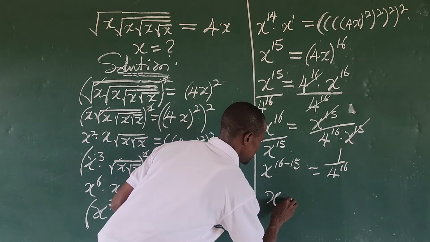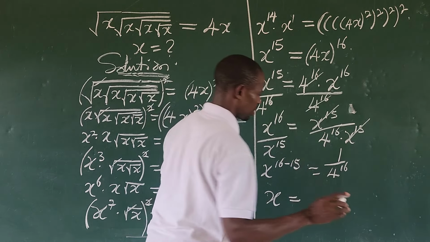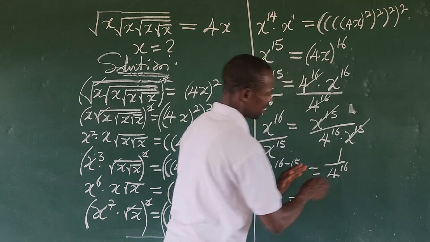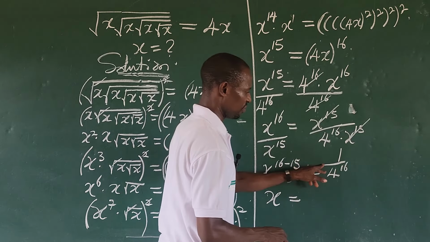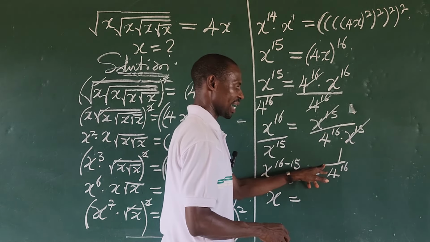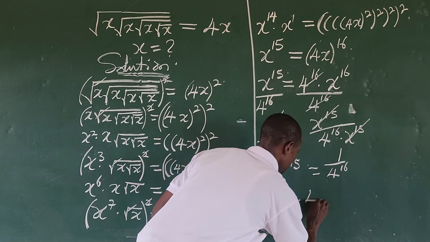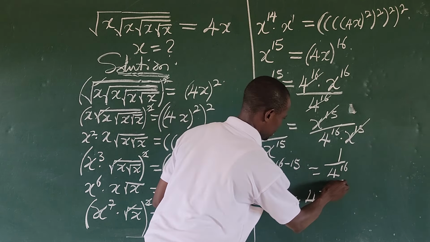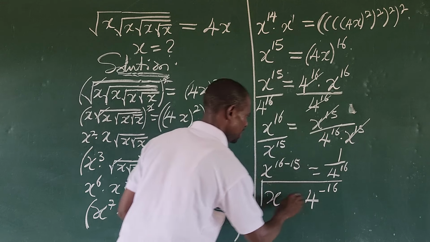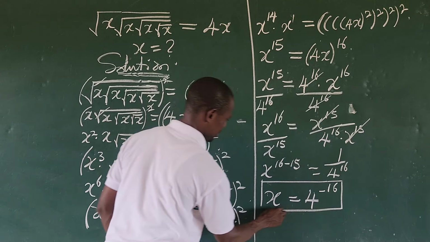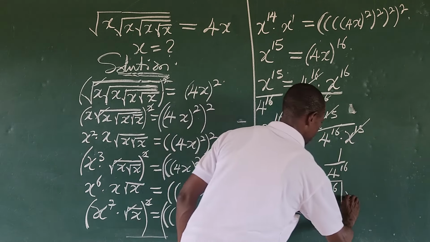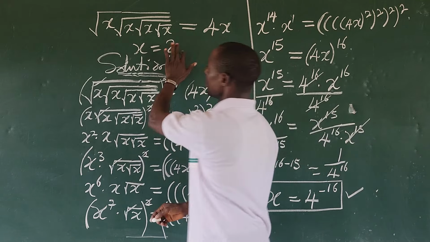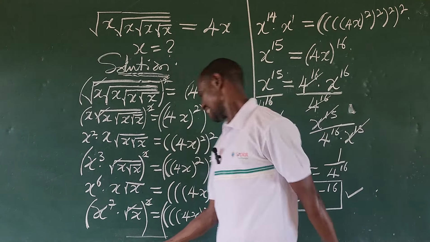So we now have x is equal to, because this will give us 1, we can rewrite this in index form, removing this division sign. So we have 4 to the power of minus 1, to the power of 16. So this is the value of x that satisfies this math Olympiad challenge.